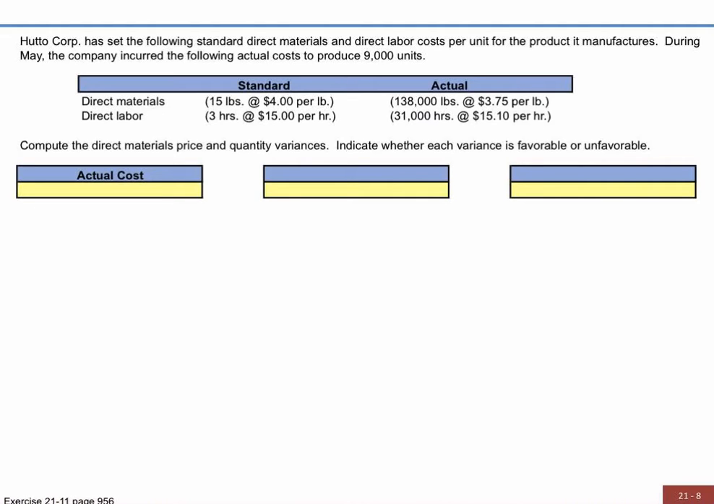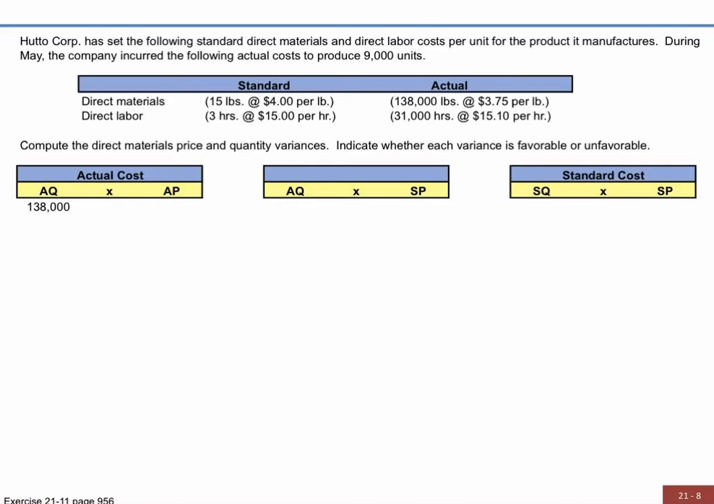So the first thing we're going to compute is going to be our actual cost, and that's going to be actual quantity times actual price. And then we're going to have our standard cost, which is going to be standard quantity times standard price. And then we're going to have this middle amount, which is going to be our actual quantity times our standard price. And we're going to do that just to isolate what portion is coming from the price being different and what portion is coming from the quantity being different. So we're going to go ahead and start populating this with numbers.